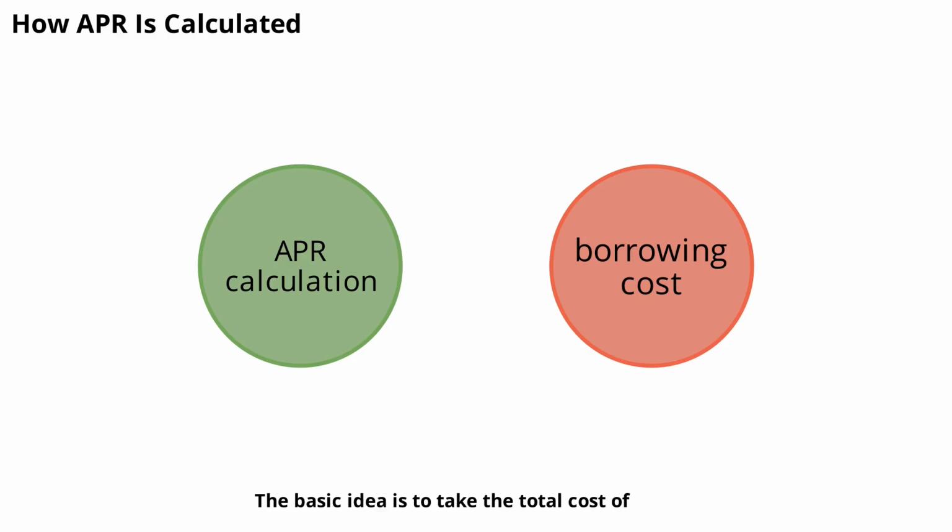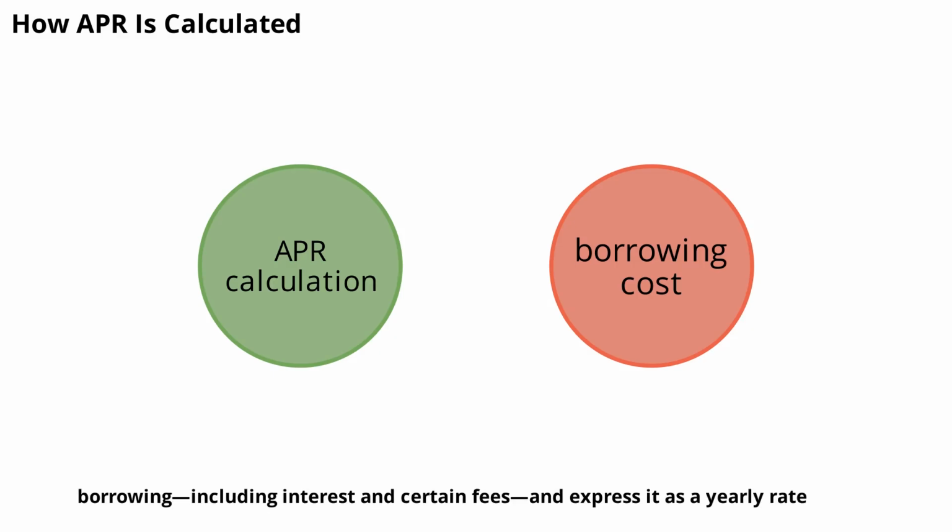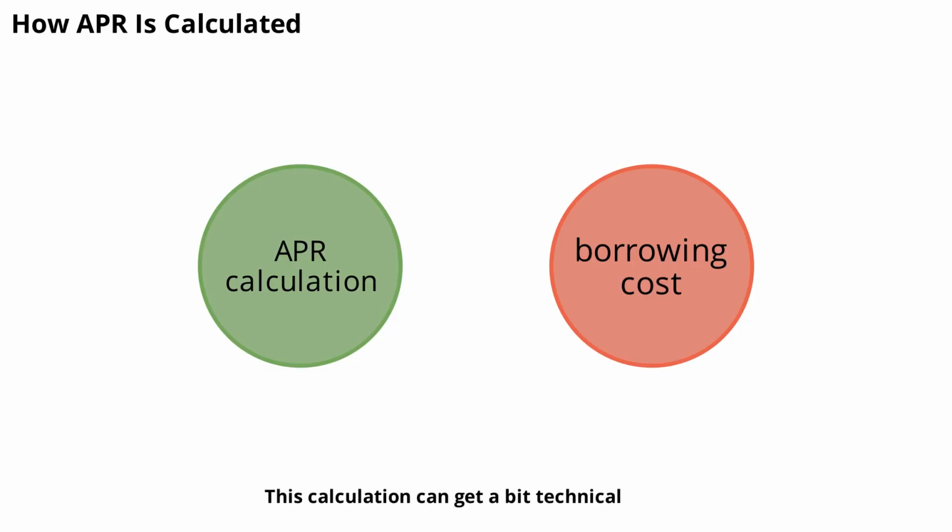Now, let's talk about how APR is actually calculated. The basic idea is to take the total cost of borrowing, including interest and certain fees, and express it as a yearly rate. This calculation can get a bit technical, but understanding the basics will help you make sense of the numbers you see on loan documents and credit card offers.